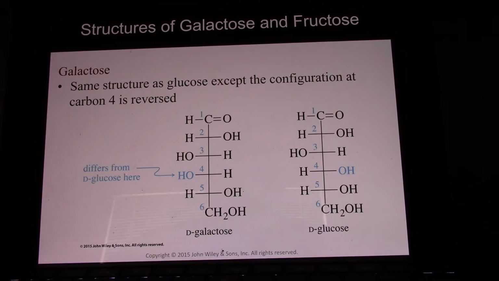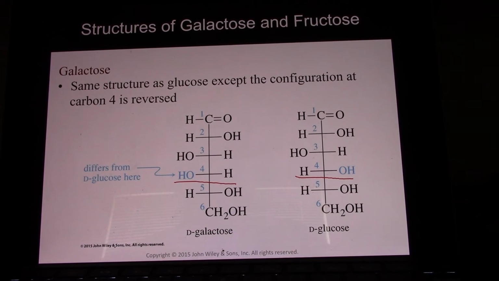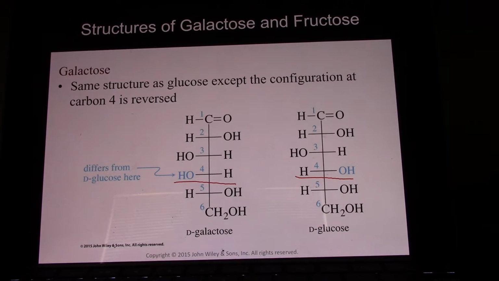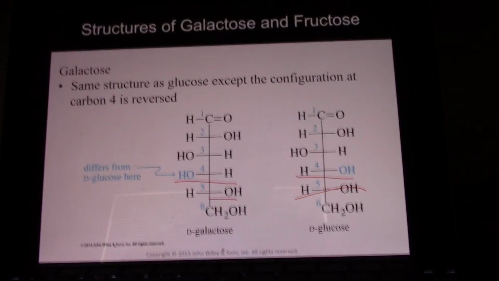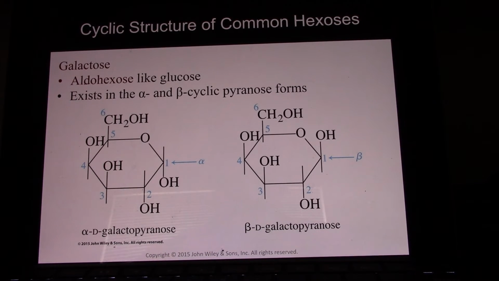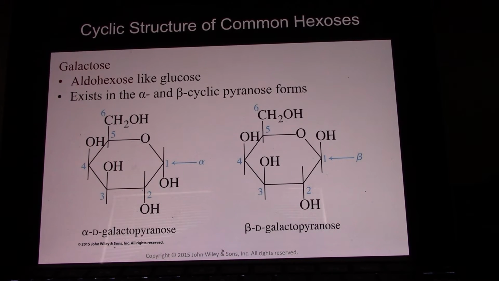Galactose has the same structure as glucose, except the configuration at carbon 4 is reversed. Notice in glucose we have this conformation, and in galactose we have this conformation, making them epimers. They're exactly the same, except the conformation at one chiral carbon is different. They're both D because the very last chiral carbon, the OH, is on the right. Galactose is an aldohexose like glucose, and again it exists in the alpha and beta cyclic pyranose forms when it self-cyclizes, because that alcohol moiety, the OH, attacks the anomeric carbon to form these two isomers.